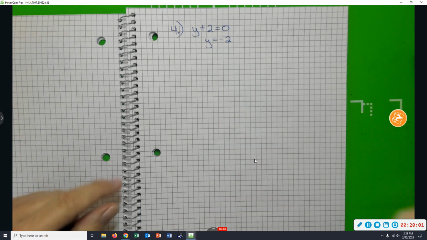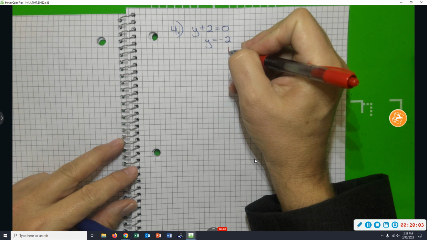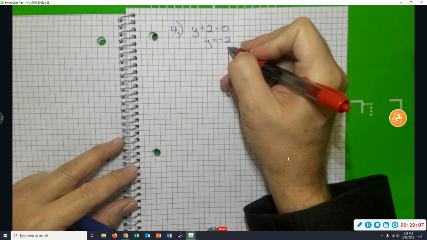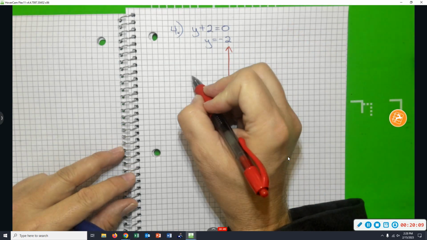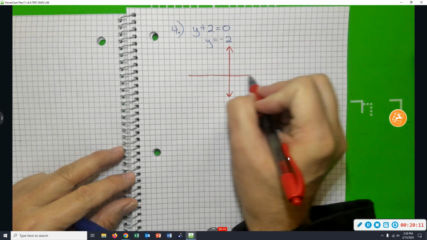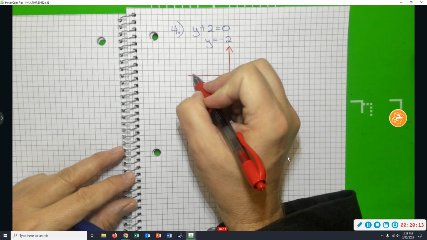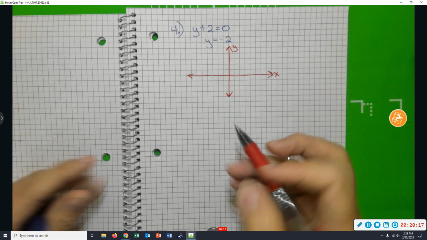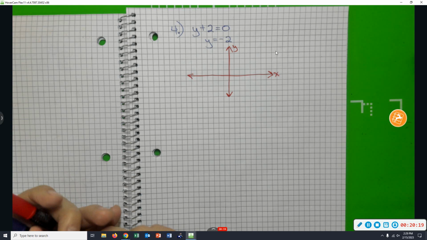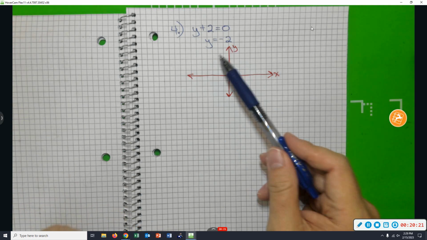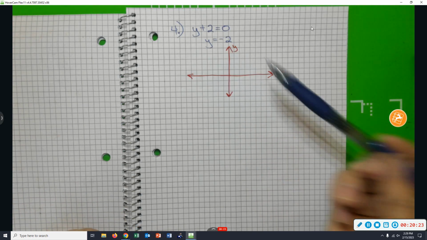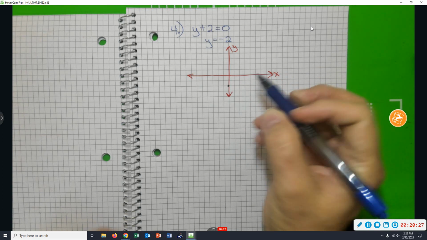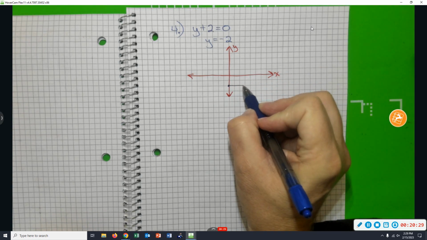Let's draw our XY grid. There's the x-axis, there's the y-axis, and it's passing through the y-axis at -2. Well, there's -1, there's -2. Draw in your horizontal line.